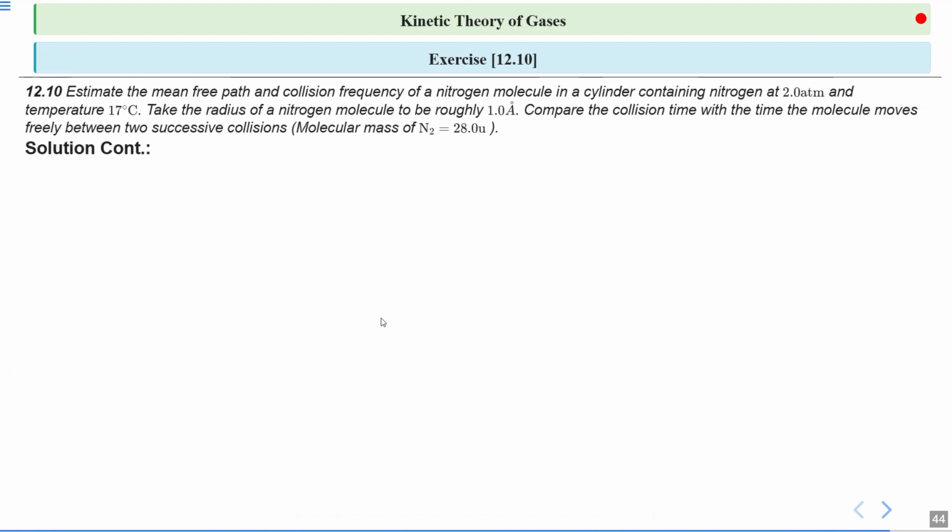Now collision time is given as d upon V_rms. So just put the values: 2 into 10 raised to the power minus 10 divided by 508.26. Solving this, you will get 3.93 into 10 raised to the power minus 13 second.